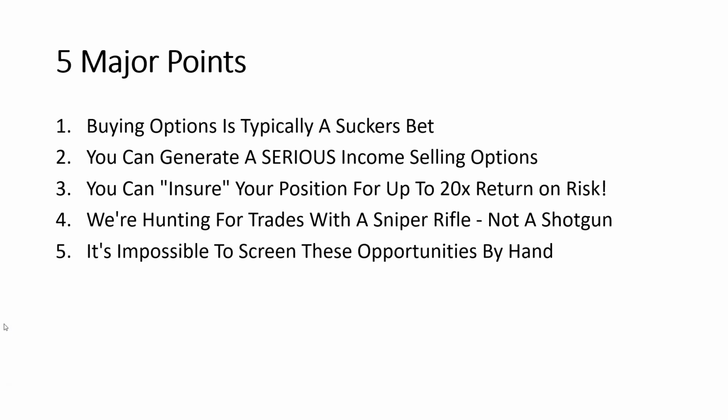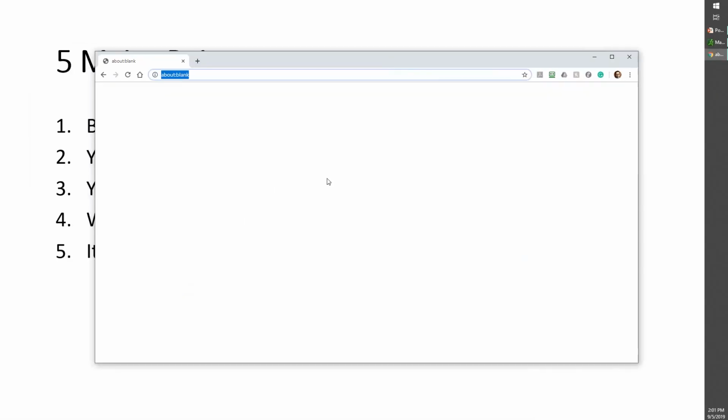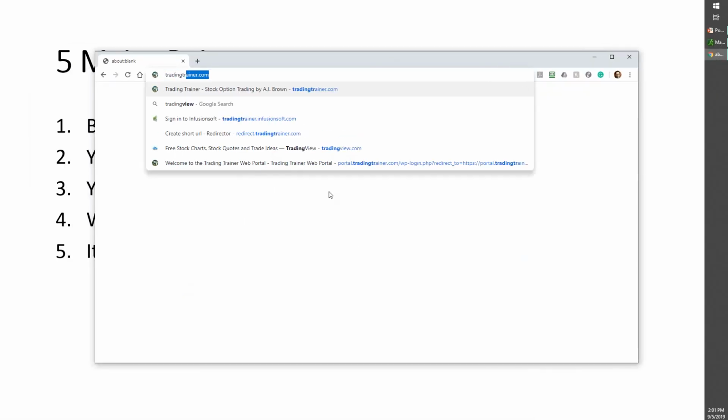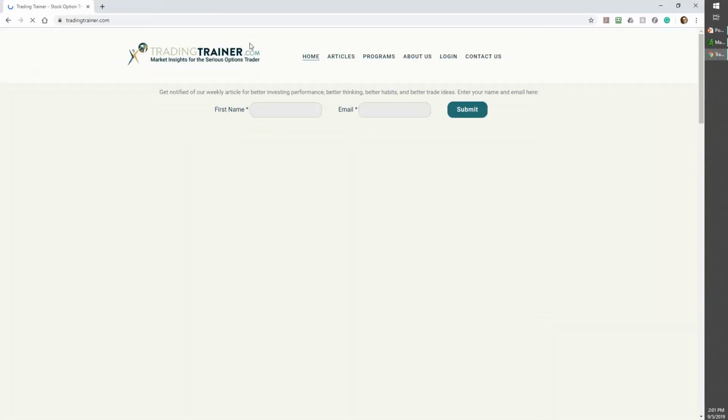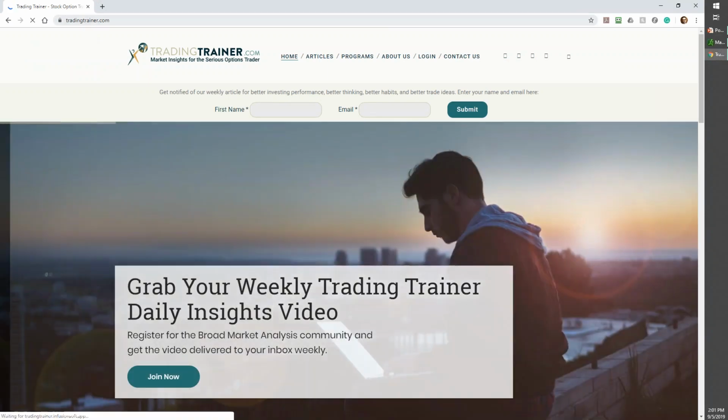And lastly, I have found in doing these trades for over 25 years that it's very difficult to screen these opportunities by hand. In fact, I'll show you what my program participants use. If I go to tradingtrainer.com, this is our main public website. I suggest you all visit the tradingtrainer.com website if you haven't yet and bookmark it, especially for the articles.